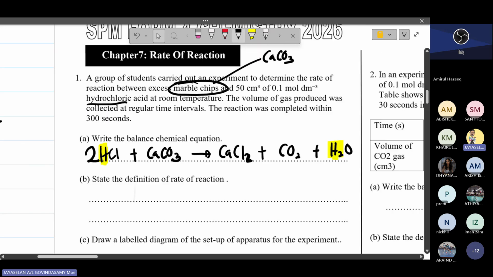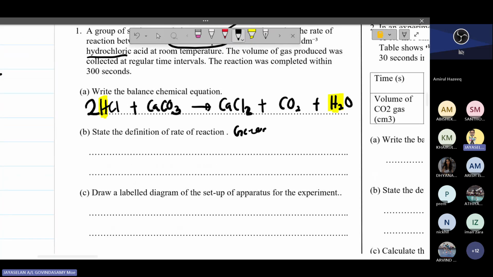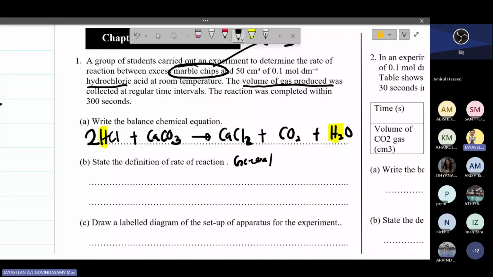Okay, now they ask the definition. Now you see, state the definition for the rate of reaction. Ini adalah general. General, and you want to see the general, you go to the question, they ask what? Collect the volume of gas produced. Volume of gas. So tengok equation left and right, where is the gas? This is the gas. Understand? So I do the general definition.